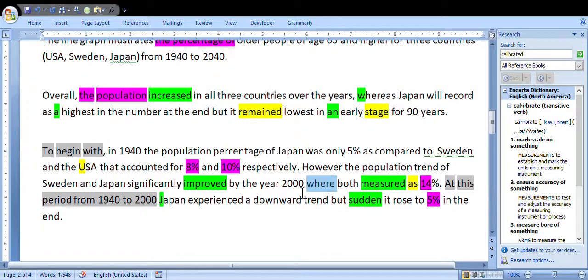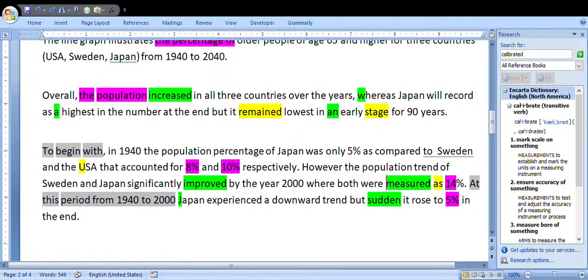Where? Not where, but when. This is a time, not a place. When both measured. Now here is a place where you actually should use the passive. We're measured, and then with that it comes with at. At this period, from during this period. And again, it's a confusing connector, so that's why I put CC.